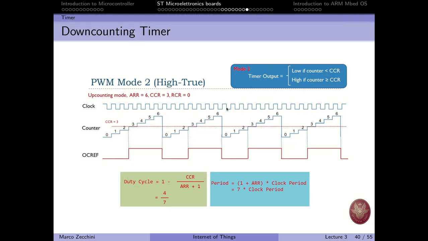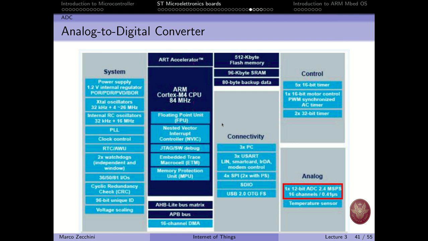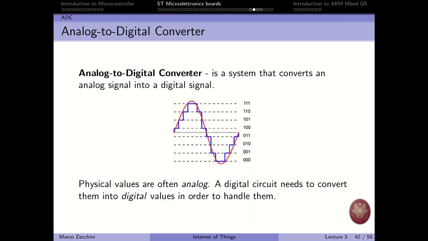Let's move on and discuss the analog to digital converter. The analog to digital converter is a system that converts analog signals to a digital signal, because as you can imagine, physical values are analog, and a digital circuit that needs to do computation needs digital values of this analog signal to handle and compute them.